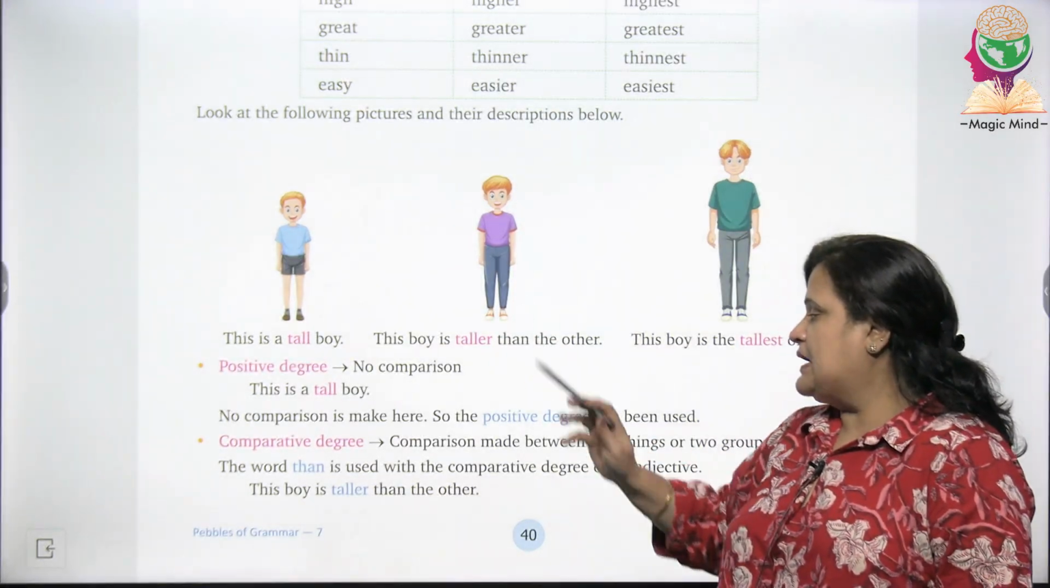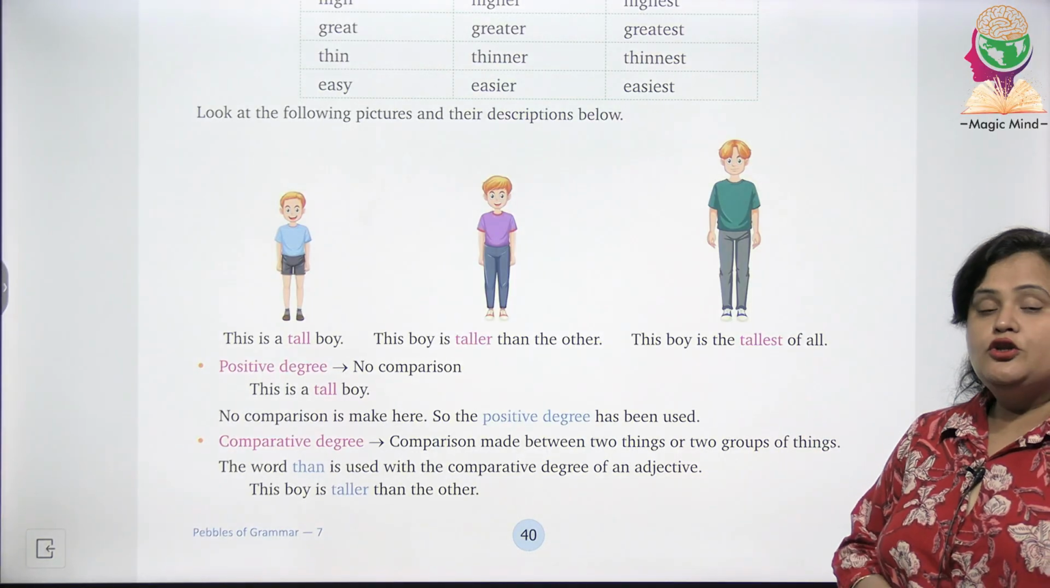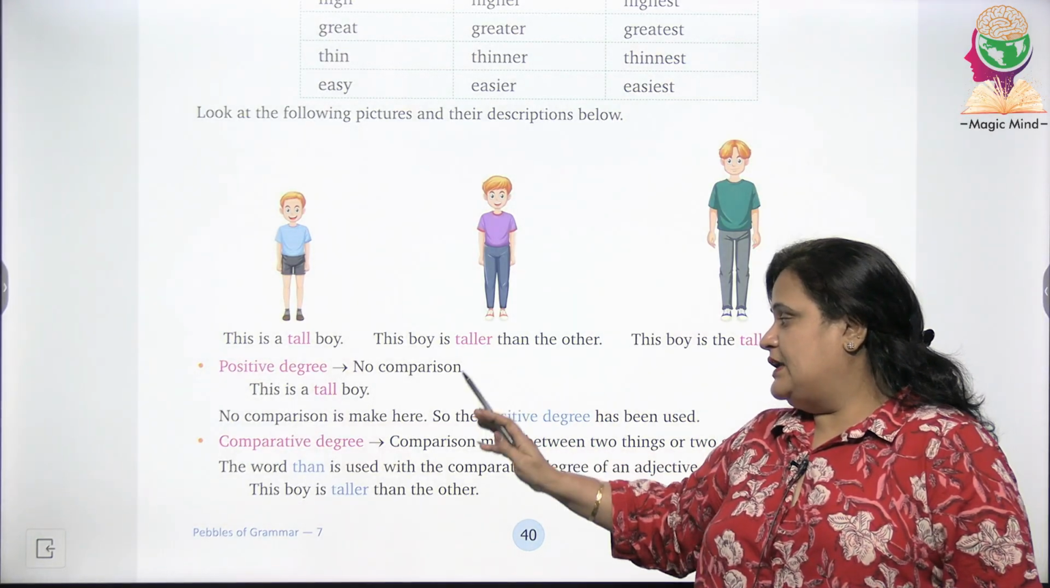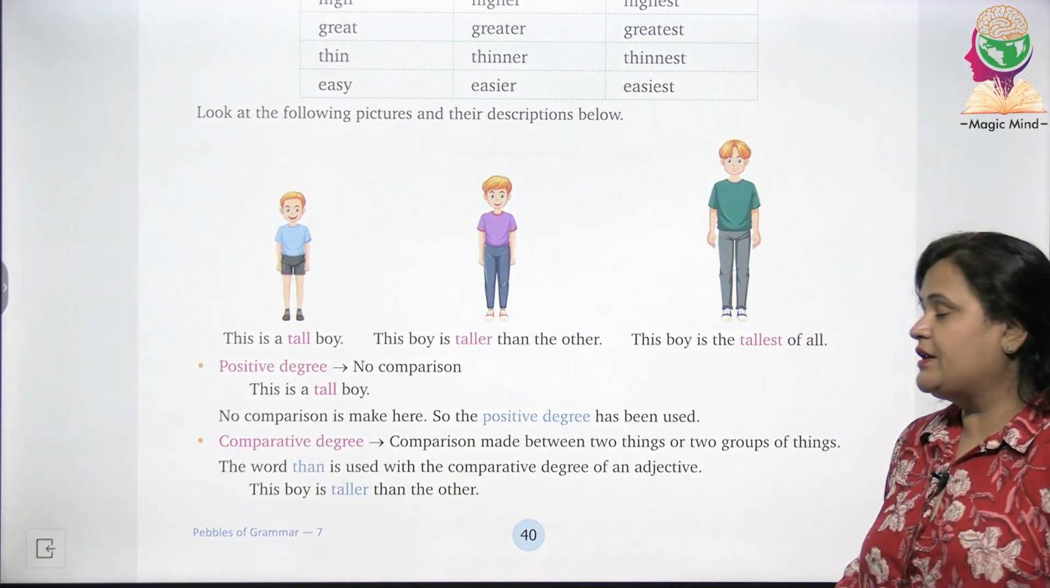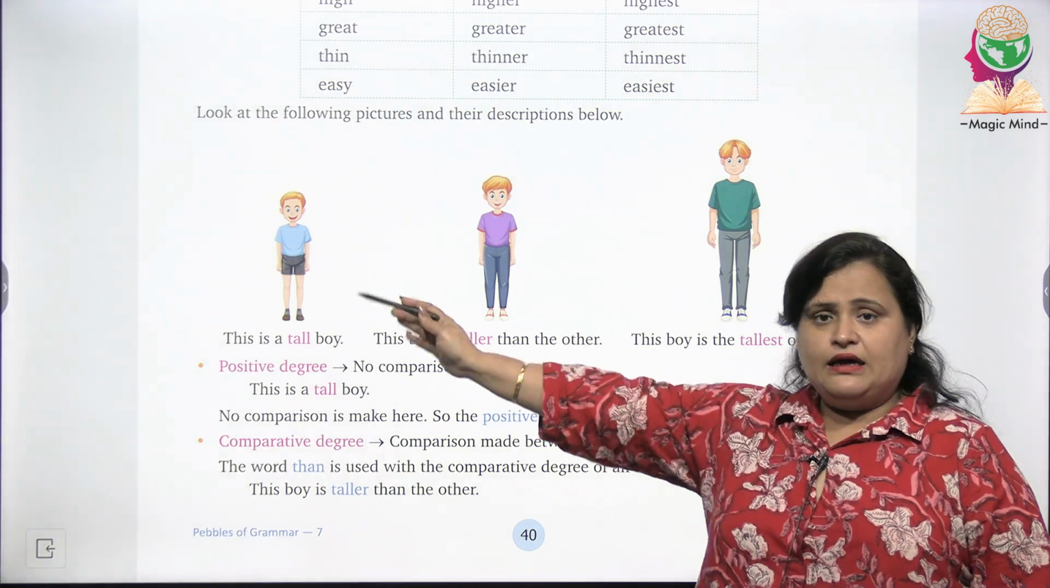Comparative degree में comparison made between two things or two groups of things. दो चीजों के बीच में comparison किया जाता है. The word than is used with the comparative degree of an adjective. So ये है this boy is taller than the other.